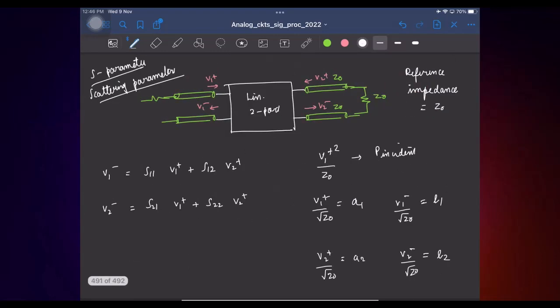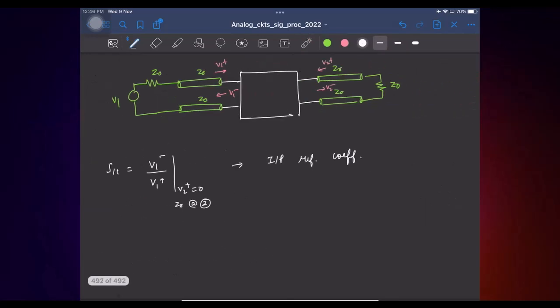So this basically gives the input reflection coefficient. Similarly, what is S21? Same thing, right? S21 is V2 minus by V1 plus when V2 plus is 0, or again I'll put Z0 at port 2. So same experiment. I need to measure what is V2 minus with respect to V1 plus. If you think about it, this is the wave that is being launched. I want to find what reaches the load end. So this is kind of the gain of the system, or the forward gain, within quotes.